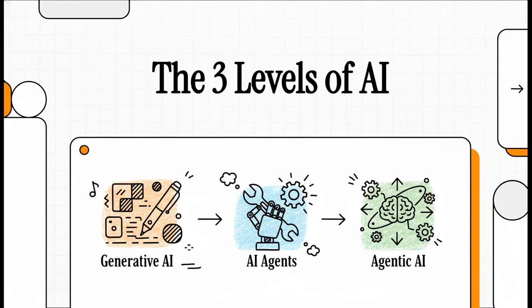You've probably heard these terms flying around, right? Generative AI, AI agents, agentic AI. But what really is the difference? Well, today we're going to cut right through all that noise and make it super clear. This is one of the most important things to get your head around in tech right now.